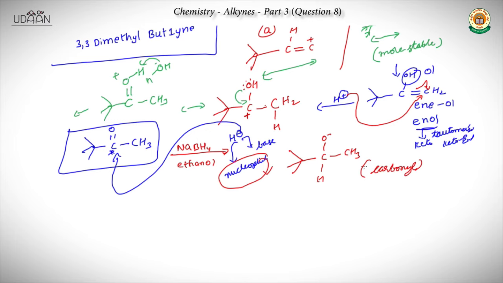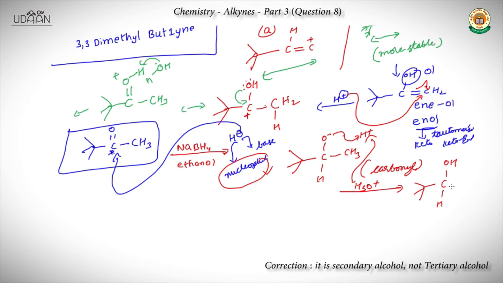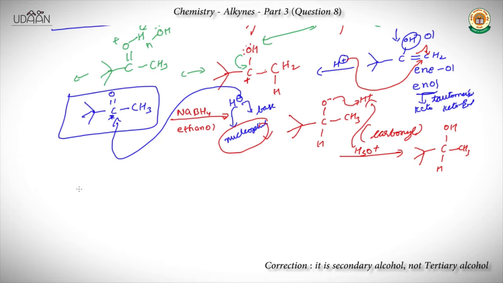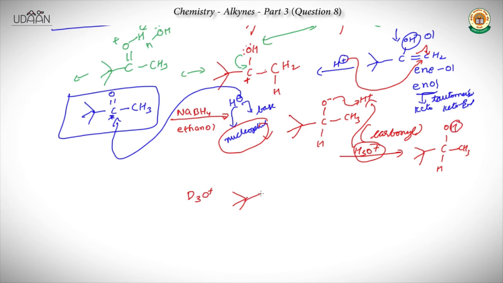Now, the third part of it is you're adding H3O plus. That is, you're supplying acidic medium, and this O minus takes this H plus, which is obtained from this acidic medium, and you will get an alcohol, which is basically a tertiary alcohol. So the alcoholic hydrogen is coming from the reagent. So if we have D2O there, what will happen? I'll tell you that. If you have D3O plus here, then instead of H, you will get D here.